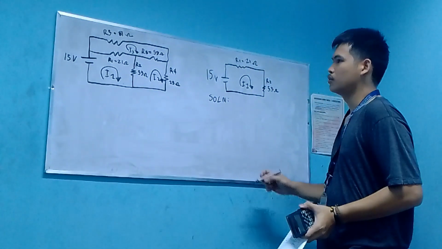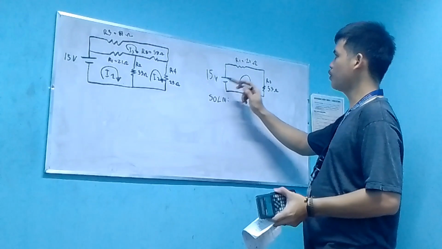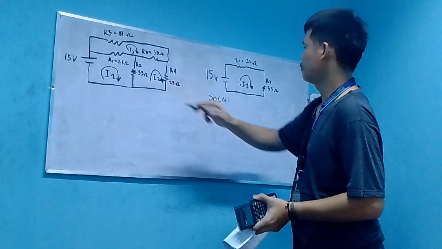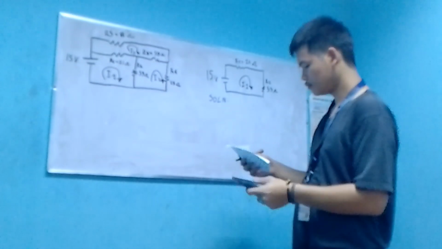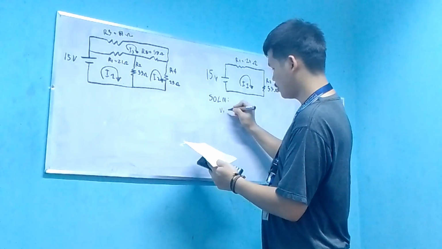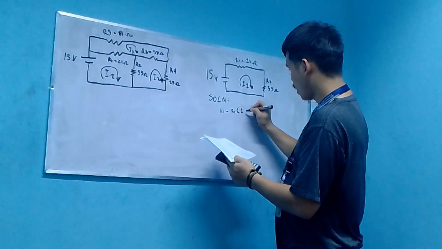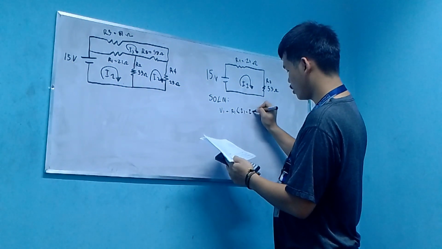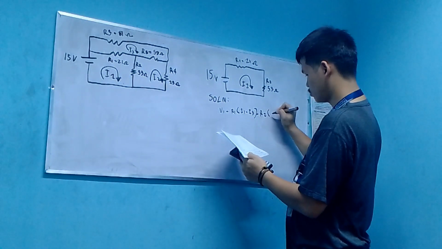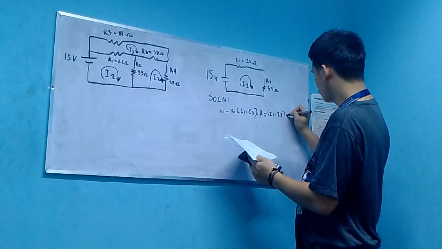So this is our diagram for our loop 1. 15 volts and the R1 here and R2 here, 53 ohms. So our solution is V1 minus R1 (I1 minus I3) minus R2 (I1 minus I2) equals 0.